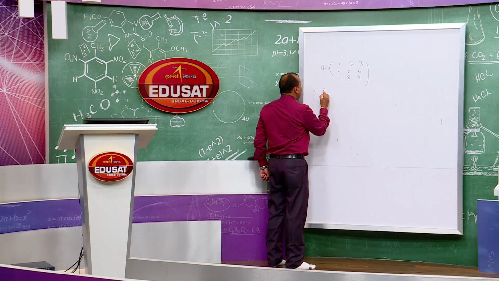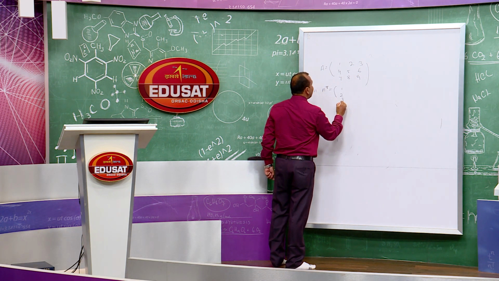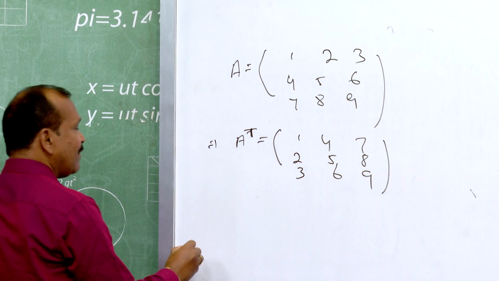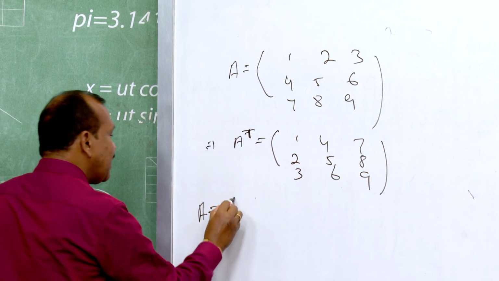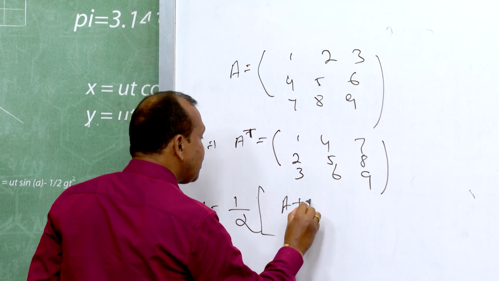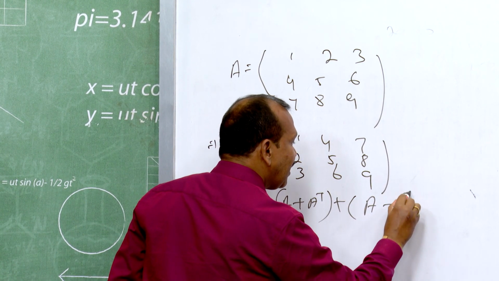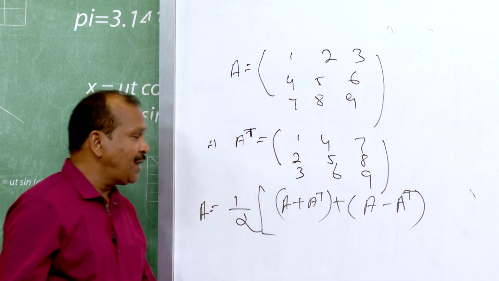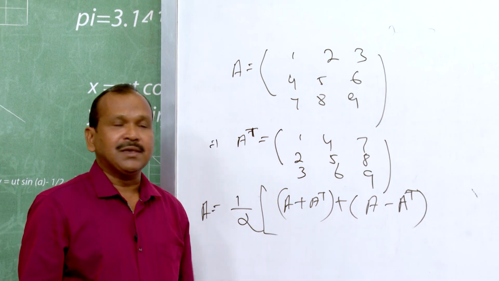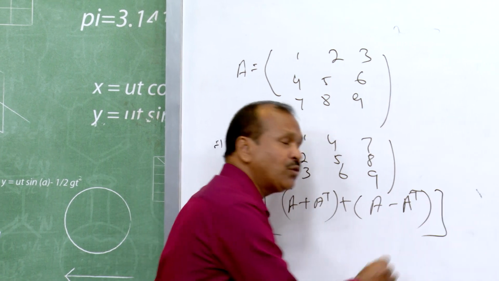This implies that the transpose of the A matrix becomes 1, 4, 7, 2, 5, 8, 3, 6, 9. The A matrix can be written as half times A plus A transpose plus A minus A transpose. This is the symmetric matrix and this is the skew symmetric matrix. Every matrix is expressed as a sum of symmetric and skew symmetric matrix.